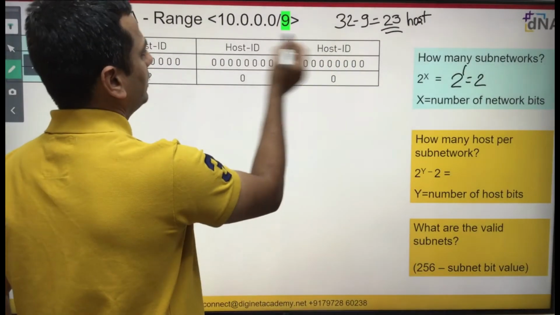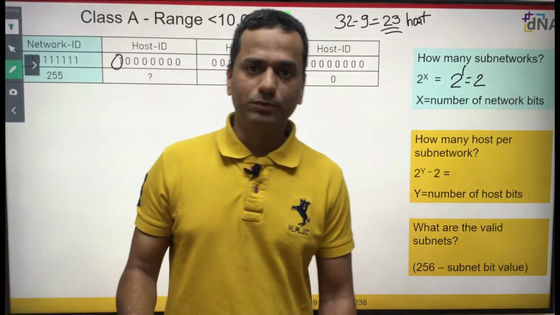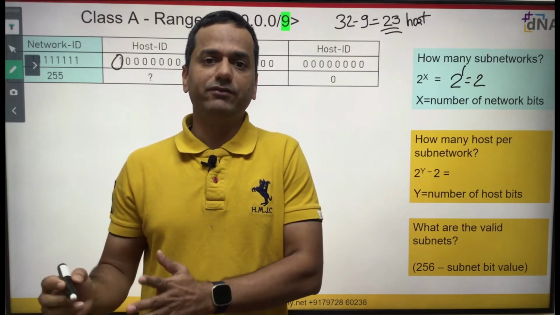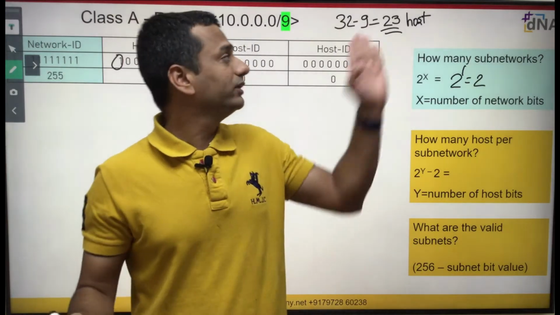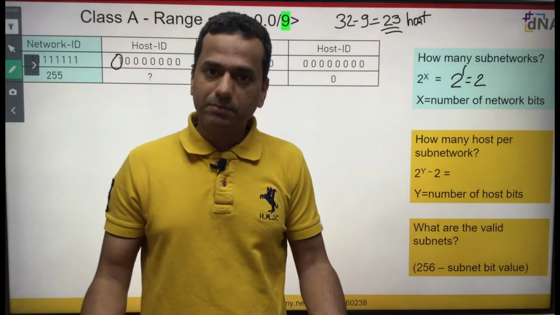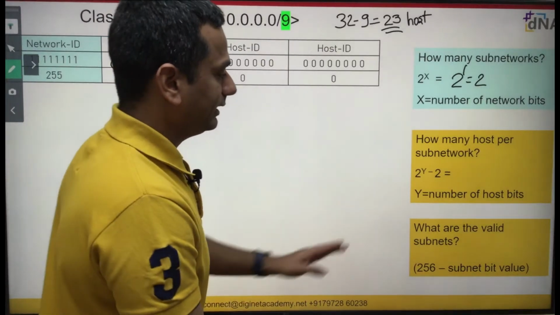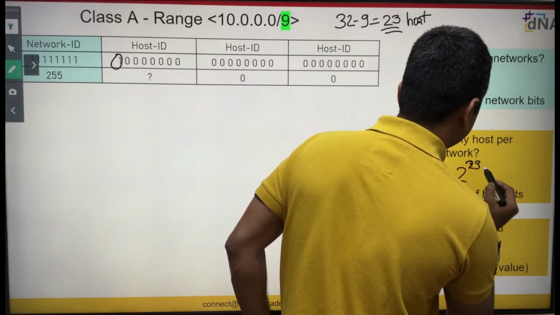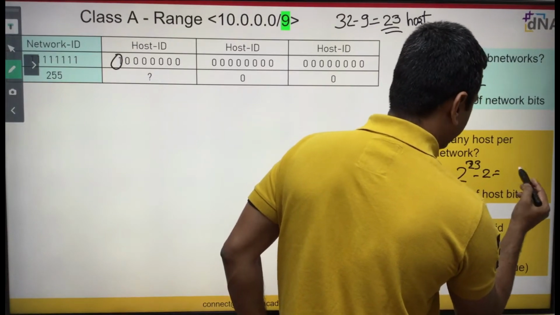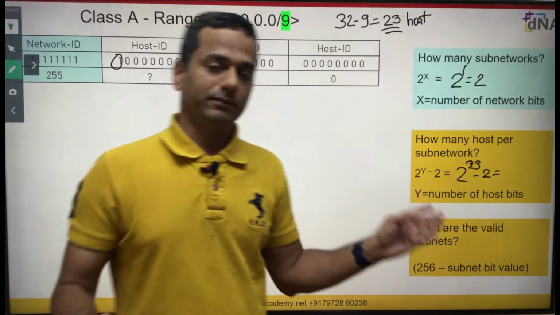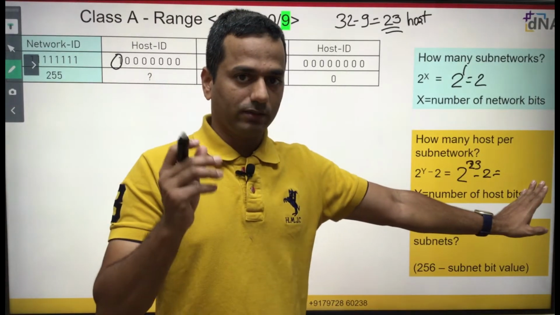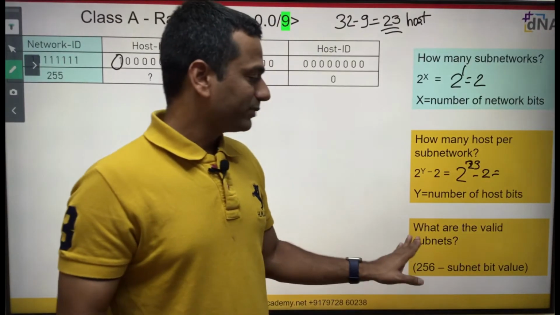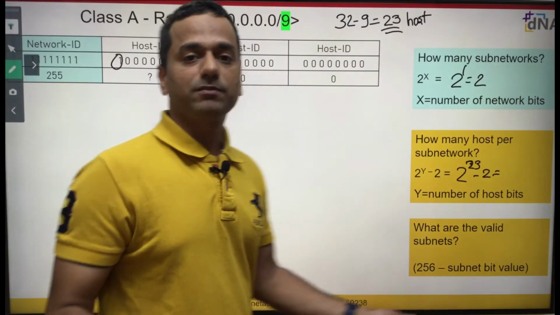Very simple. How many bits do we have in the IP address? 32 bits. Out of 32, /9 means total 9 bits we have for network and subnetwork, so the remaining 23 bits we have for host. Simple logic, right? Then next is 2 raised to power 23 minus 2, which is my host value. Whatever the calculation is, to be honest, I don't remember it now. Then, what are the valid subnets? 256 minus the subnet mask.